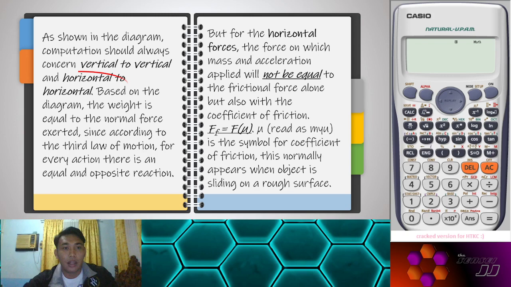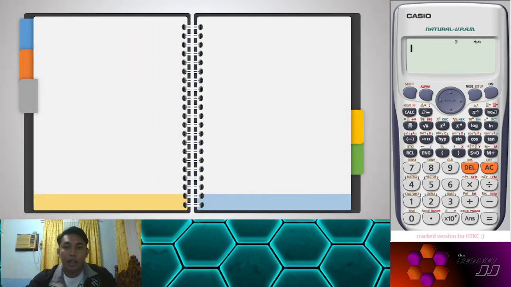That is the vertical and we have the horizontal. So again, vertical to vertical, the method of computation here is vertical to vertical and horizontal to horizontal. However, our frictional force is not equivalent to our applied force or our normal force.